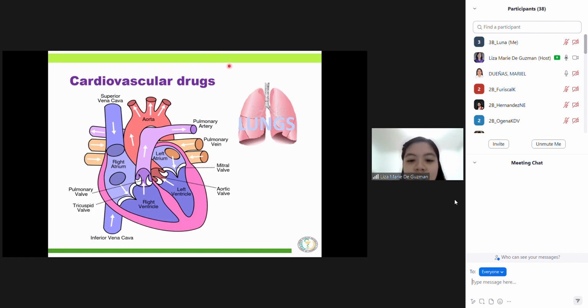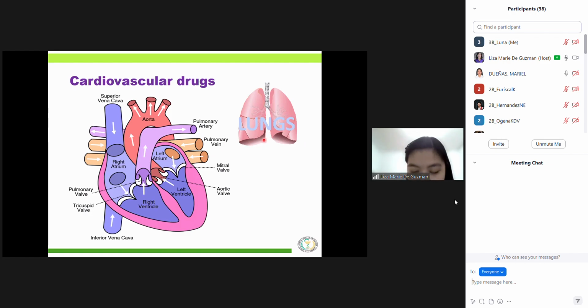So what happens, class, when there is left-sided heart failure? The left ventricle fails to pump enough blood. So instead of the left ventricle pumping the blood to the aorta and the aorta delivering it to our tissues, the left ventricle fails to pump blood. So the blood or fluid accumulates on this part. Instead of being delivered, it accumulates particularly in the pulmonary vein. And we know that what is connected to the pulmonary vein is the lungs.